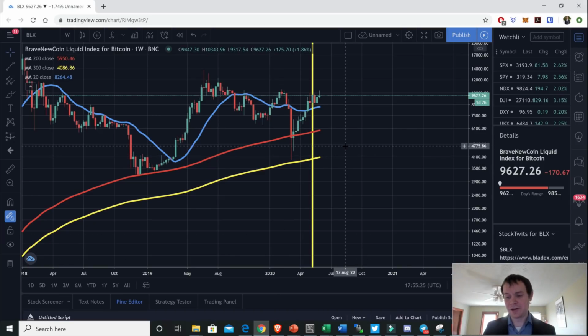Finally, we'd like to pull up TradingView. I get that a lot of people just want to see the basic chart.